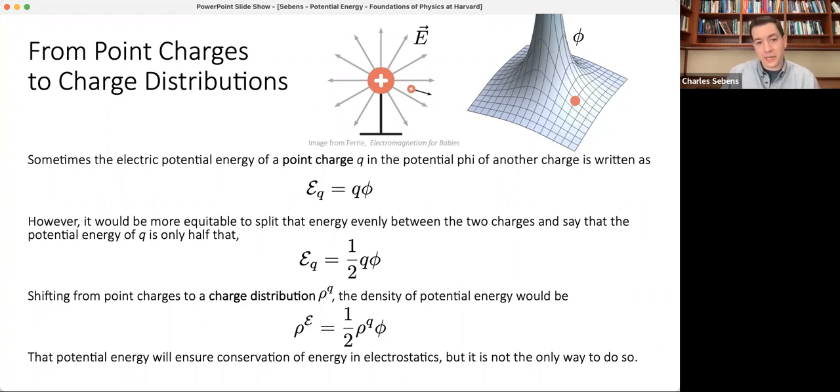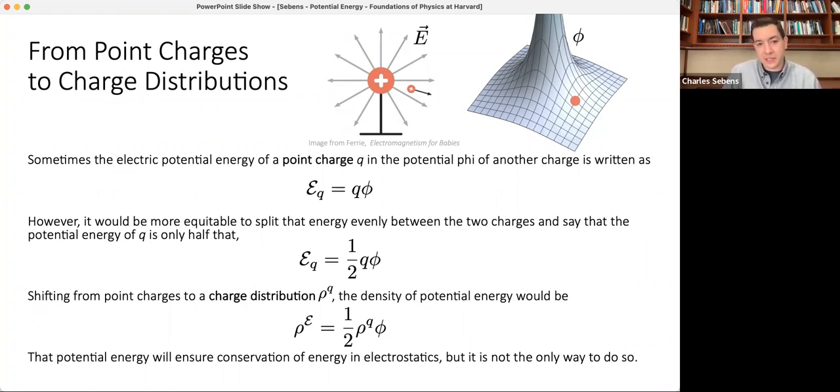Sometimes you might write that potential energy as Q phi, where Q is the amount of charge the little charge has, and phi is the value of the potential, depicted here as this kind of mountain, the value of the potential at the location of that charge. So plugging in a particular potential from a point source, that potential energy might be QQ over R. Yeah, you can write the potential energy as Q phi. But really that's the potential energy of the pair of charges.